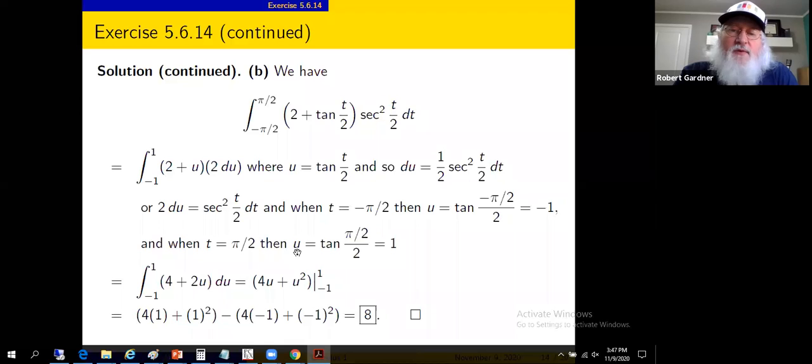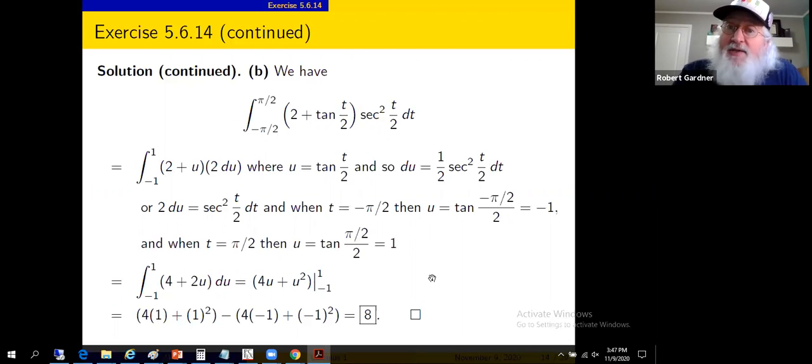Plug that into the formula for u. U equals tangent t over 2. Fine. When t is pi halves, u is tangent pi halves over 2. Tangent of pi fourths is 1. We'll get that as a new upper bound. So it becomes an integral from -1 to 1. Converted it into u's, distribute the 2, find an antiderivative, plug the 1's and the -1's in, and this time we get 8. Okay, so there's what we get in terms of this definite integral, changing the bounds.